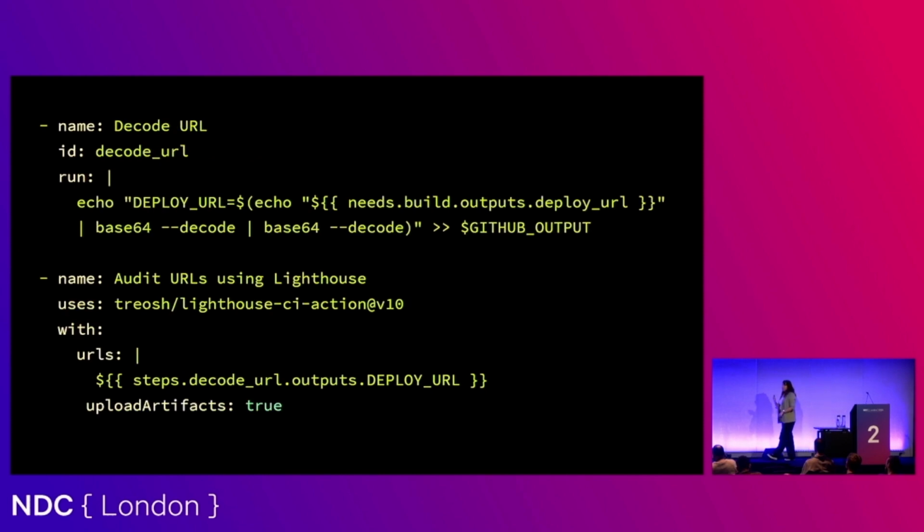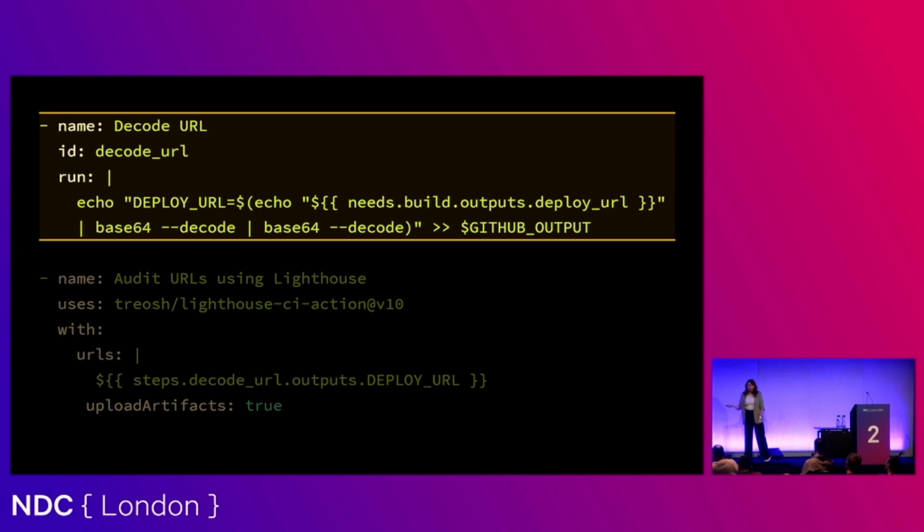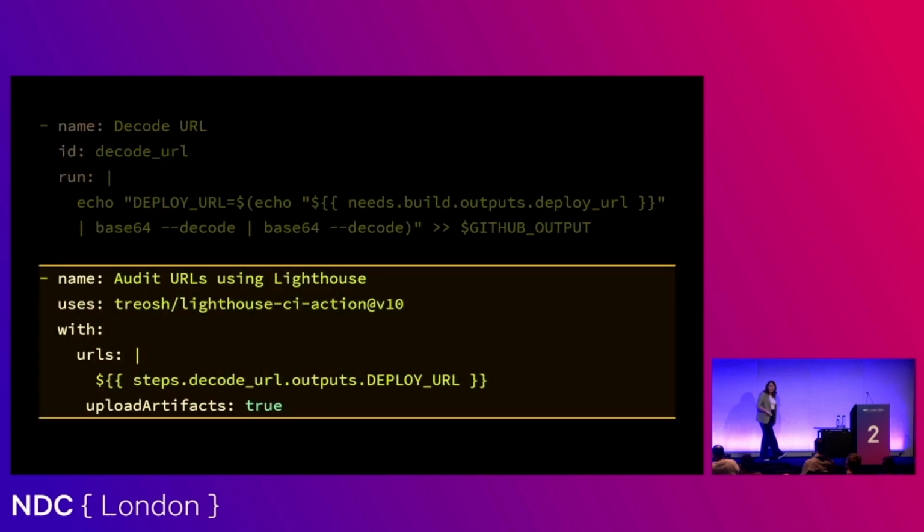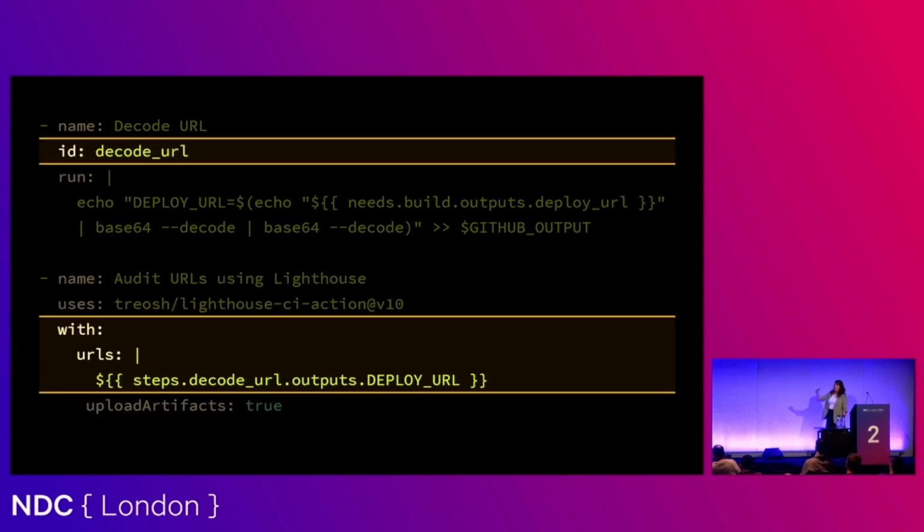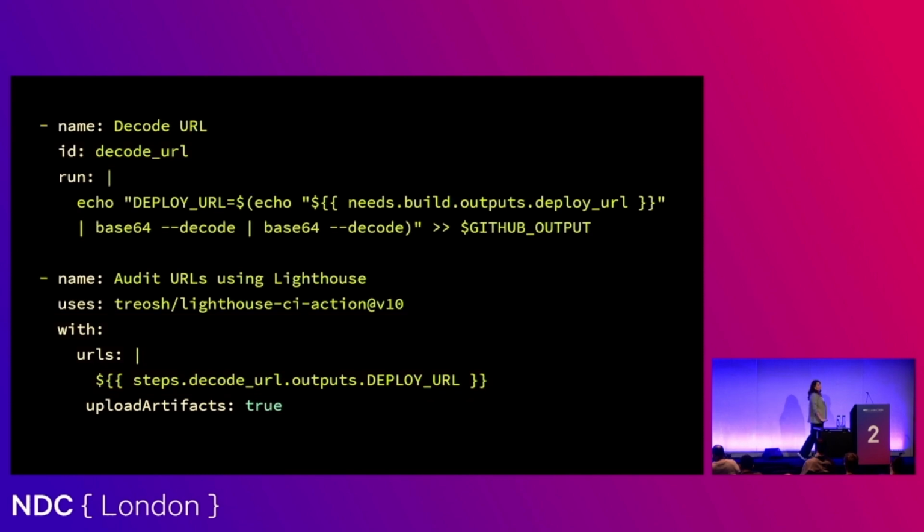So once we've decoded the URL, we now have a live URL to feed in to the Lighthouse tests. In this case, we're not referring to the one from the build step, but from the previous decode URL step. We're going to get the output and get the deploy URL from there. We can then run.